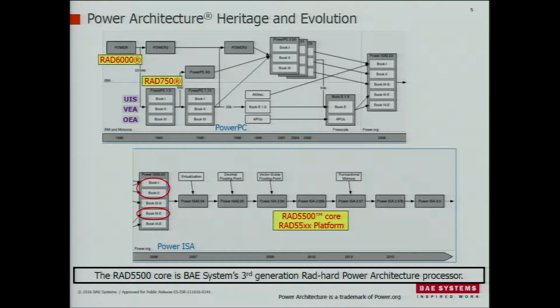The processor core is called the RAD5500. So I think that's our last instance of the xx. So it's the RAD5500. That 5500 comes from the commercial design, which is an E5500. So this IP is licensed from what was Freescale, is now NXP, and I'll probably slip up which name I call them. And as with the RAD6000 and RAD750, it's identical to the commercial design.